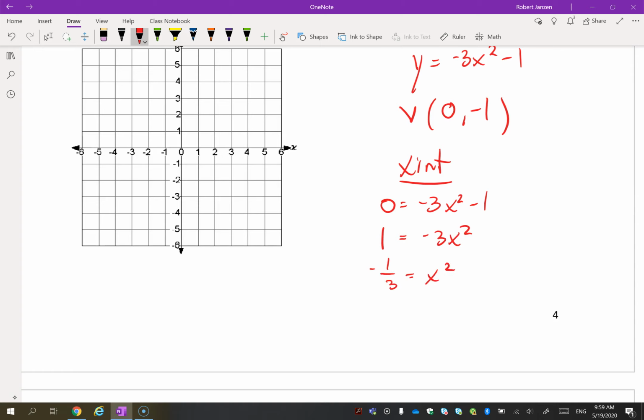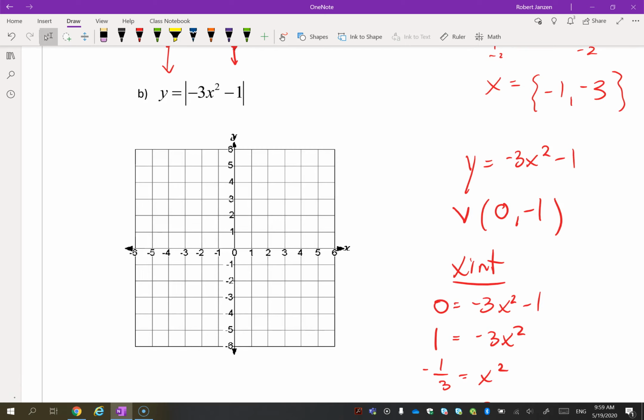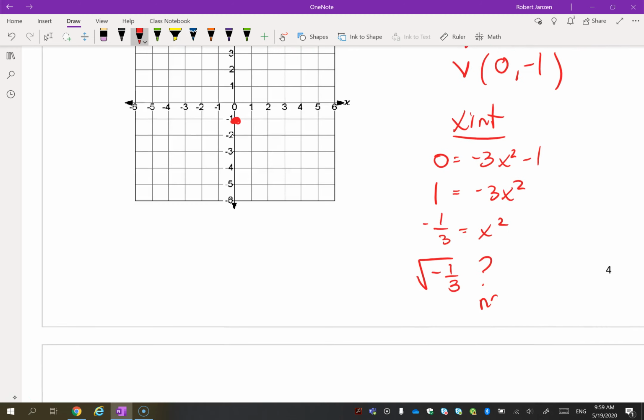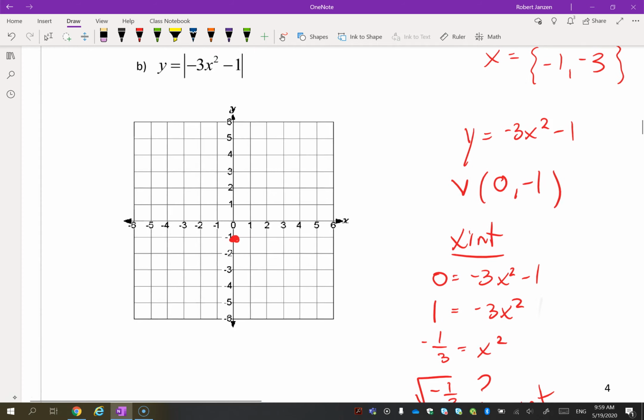And if I take the square root of that, what's the square root of negative 1/3? That doesn't seem to make sense. Well, let's go and see what we've got here. We've got the vertex is 0, negative 1, and the parabola opens down. There are no x-intercepts. That's why this didn't make sense. Okay, so if we're going to open down, what does this look like? What shape is this parabola going to be? I probably need another point.